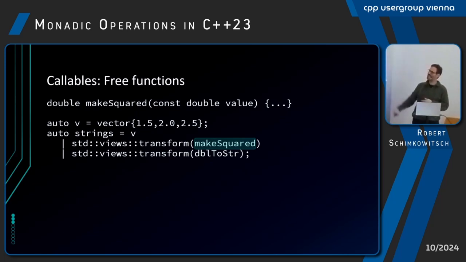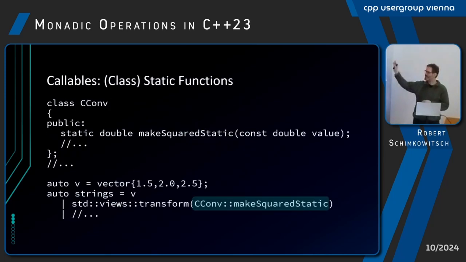We have already seen the use of free functions. That's pretty simple, as long as the functions don't have any overloads. We will come to handling overloads a bit later. Basically, the same goes for static functions of classes. We just have to add the class name for qualification. It works the same way as a free function.